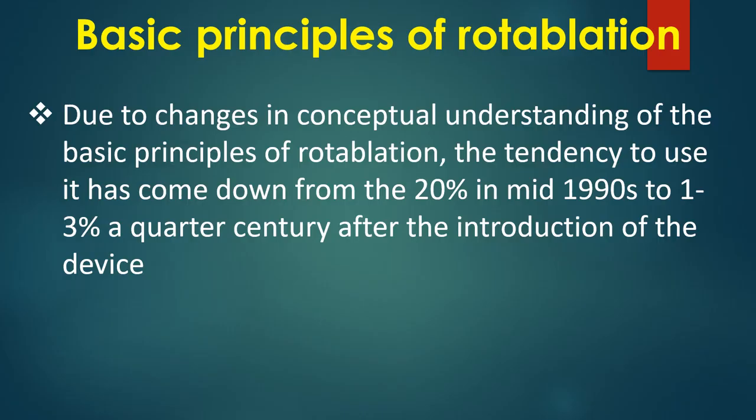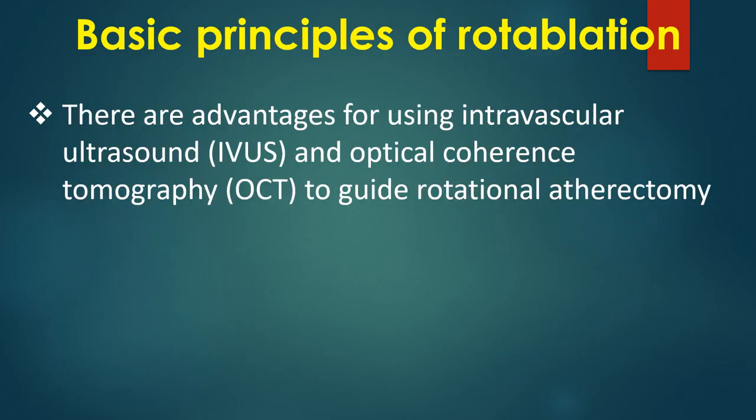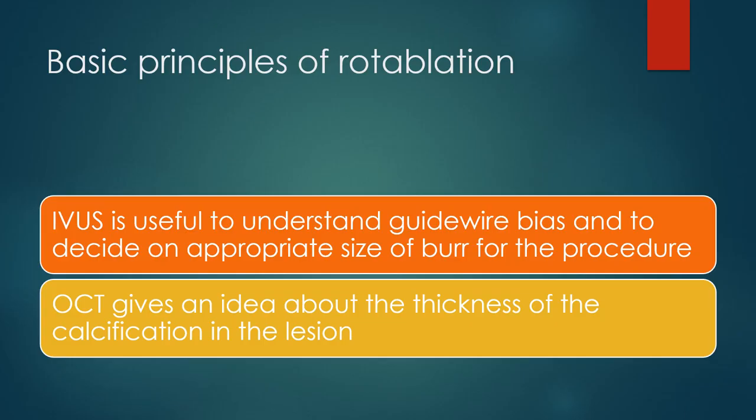needed. Due to changes in conceptual understanding of the basic principles of rotablation, the tendency to use it has come down from the 20% in mid-1990s to 1 to 3% a quarter century after the introduction of the device. There are advantages for using intravascular ultrasound and optical coherence tomography to guide rotational atherectomy. IVUS is useful to understand guide wire bias and to decide on appropriate size of burr for the procedure. OCT gives an idea about the thickness of the calcification in the lesion.